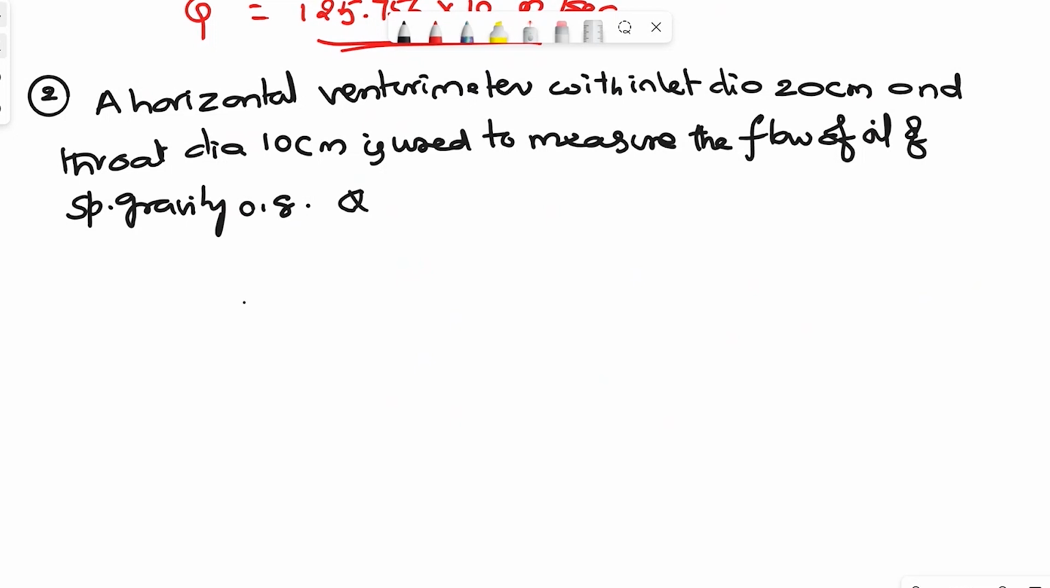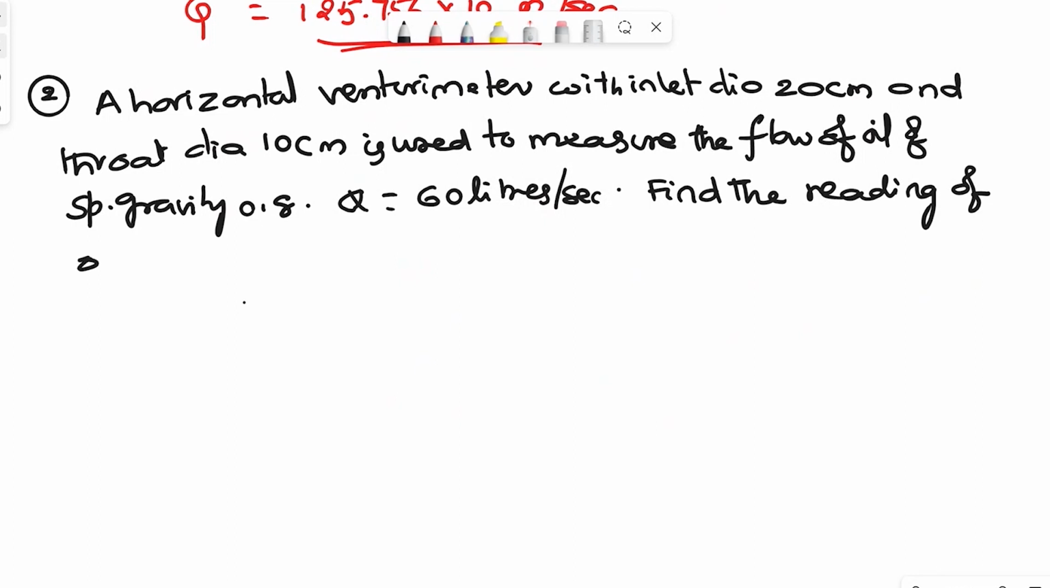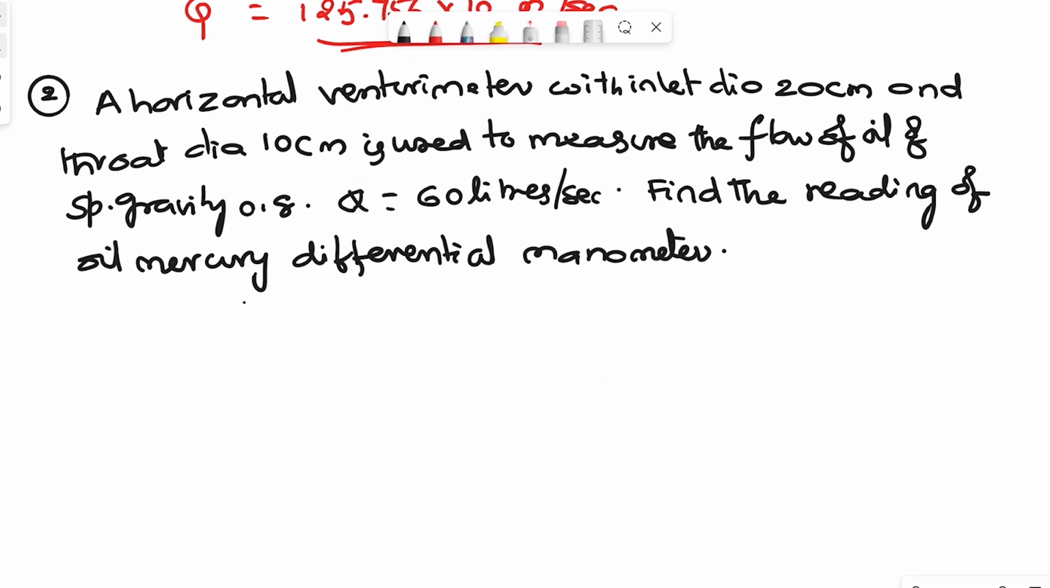Discharge Q is equal to 60 liters per second. Find the reading of the oil mercury differential manometer. Take CD is equal to 0.98.